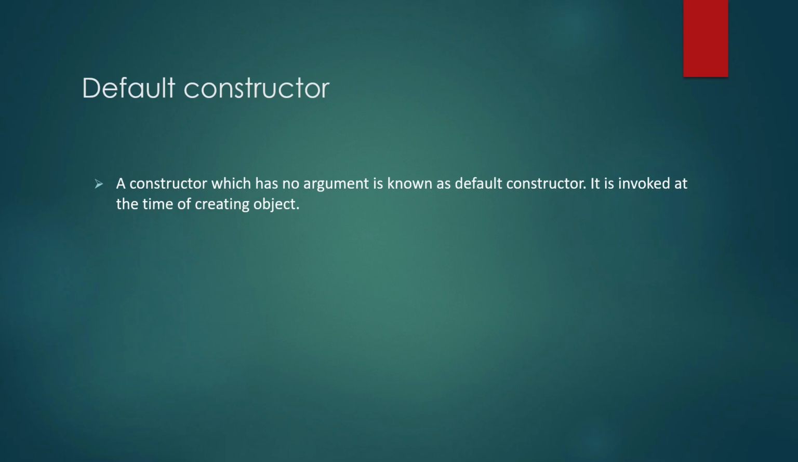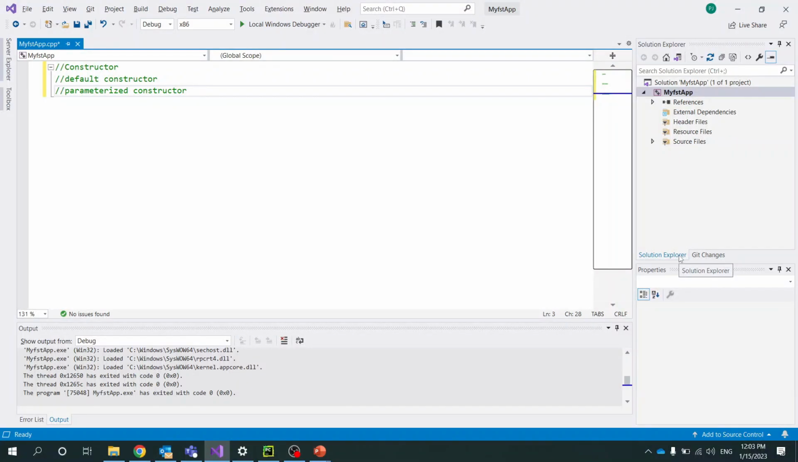We will see the first example of the default constructor, and another example will be the parameterized constructor. So what is a default constructor? A constructor which has no arguments is known as a default constructor. It is invoked at the time of creating an object. So let's see the example of a default constructor.